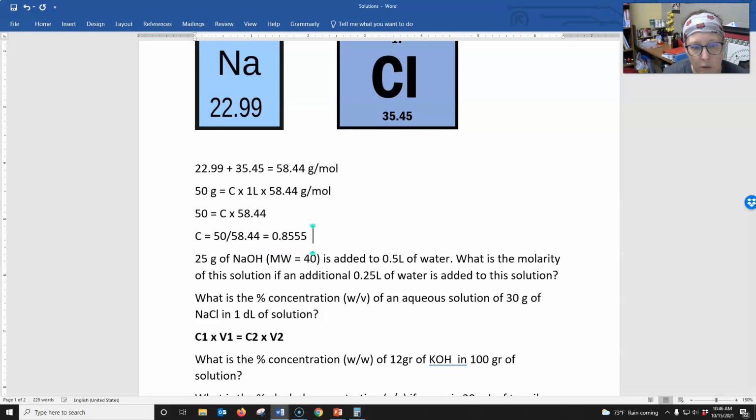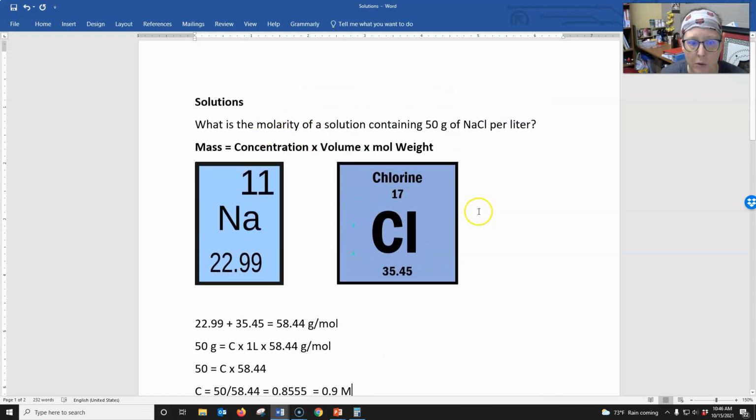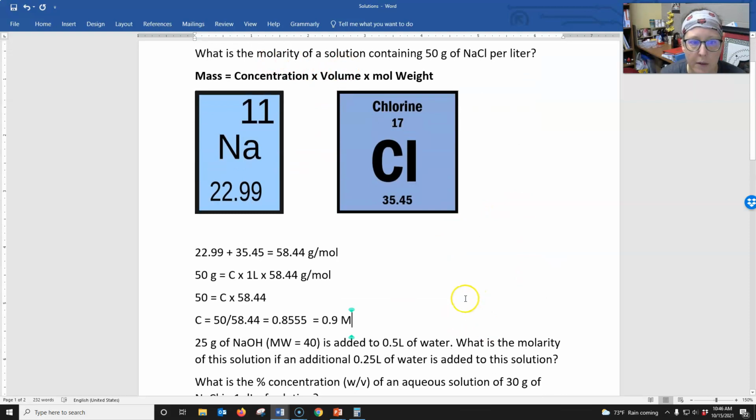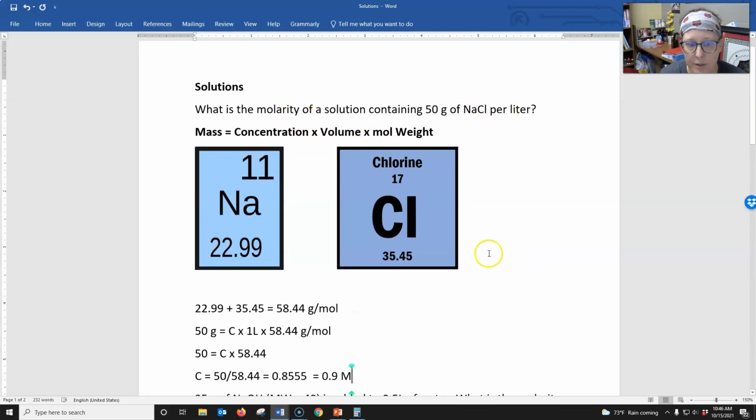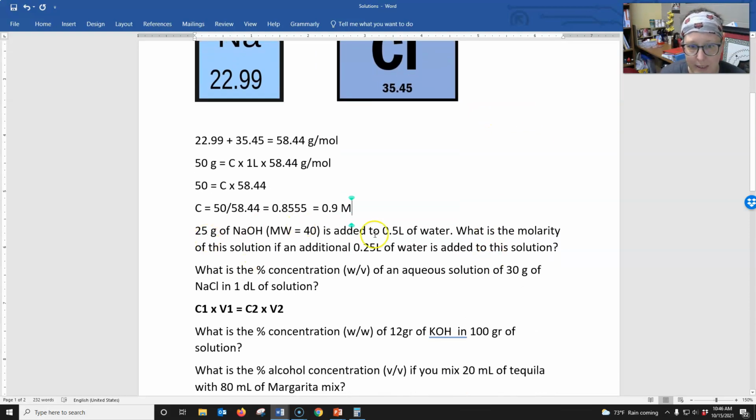So we could round that. A lot of times it's going to be rounded, and so it's 0.9 molar. That's the molarity of this solution. So we can do this again.